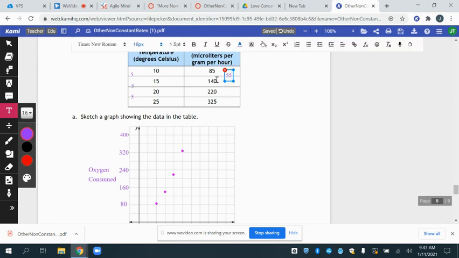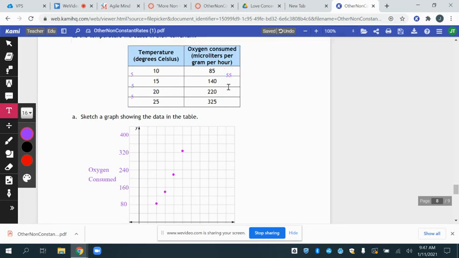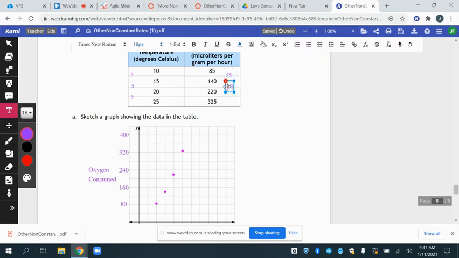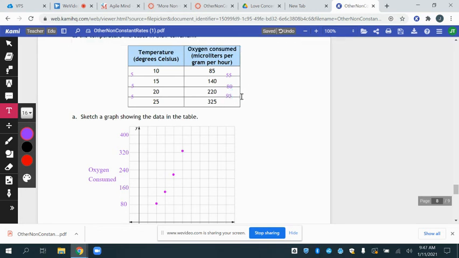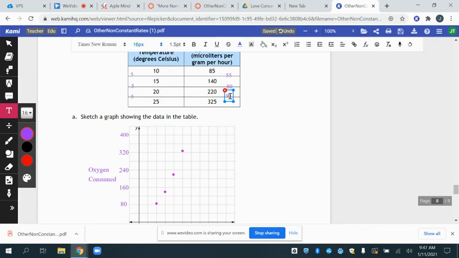140 to 220, that's 80. And then from 220 to 325, that's 95. Right? It's 105. It's 105. Too many mistakes. All right.